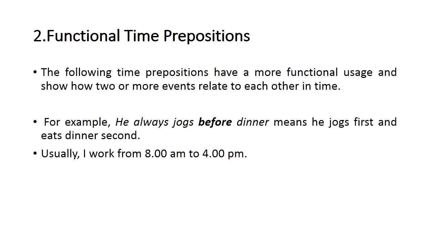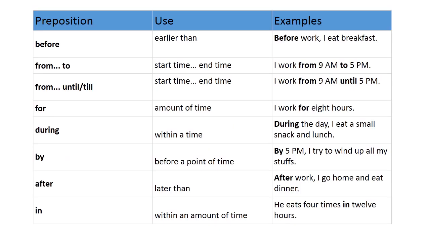The second type of preposition is called functional time preposition. The following time prepositions have a more functional usage and show how two or more events relate to each other in time. For example, he always jogs before dinner means he jogs first and eats dinner second. Usually I work from 8 a.m. to 4 p.m. Here are more examples to make it clear how these functional time prepositions are used.